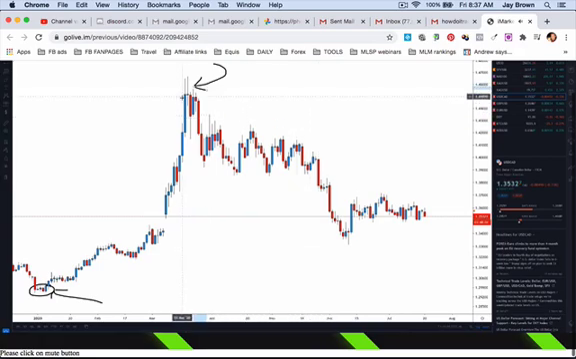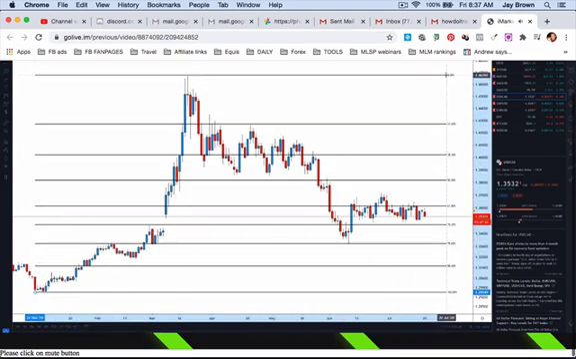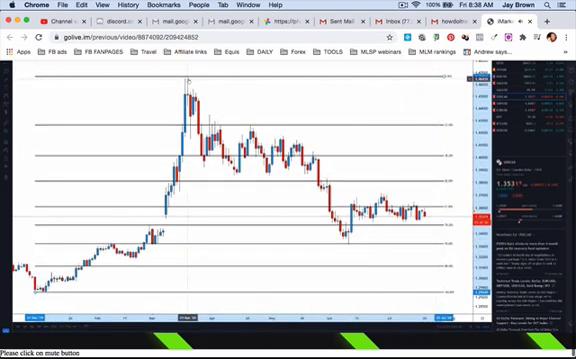So now that we've identified a low and a high, we could take our Fibonacci retracement tool and we could go from the wick of the lowest candle all the way up to the wick of the highest candle, and it's going to put some different price lines on here for us.